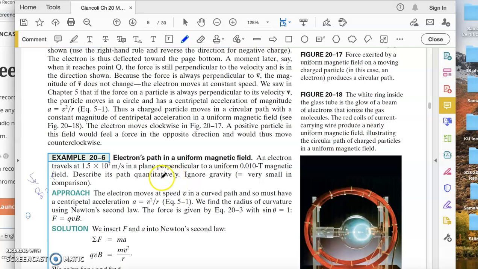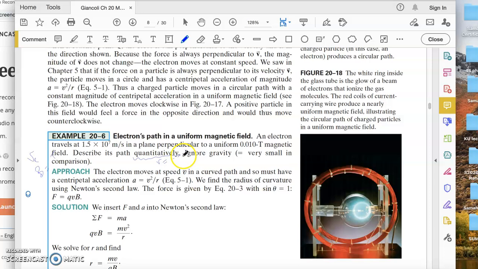Now, what he asks, he said, describe its path. You could say circular path, but he specified that he wants you to describe it quantitatively. It means he needs a number. It means you can say, the electron is moving into a circular path with radius so and so. All right. Let's see how we can find the radius of that kind of motion.